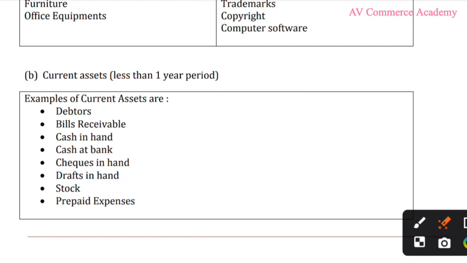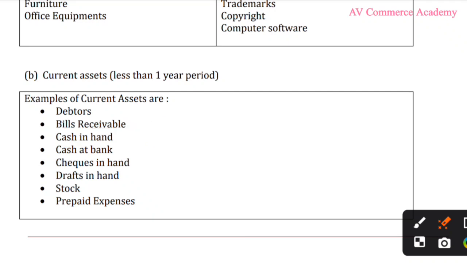Debtors are where we provide credit to the customer. For example, when we supply to the customer on credit, we call them debtors. And next one is bills receivable. Bills receivable are bills the customer gives us, which they have not yet paid to us. That is what we call bills receivable.